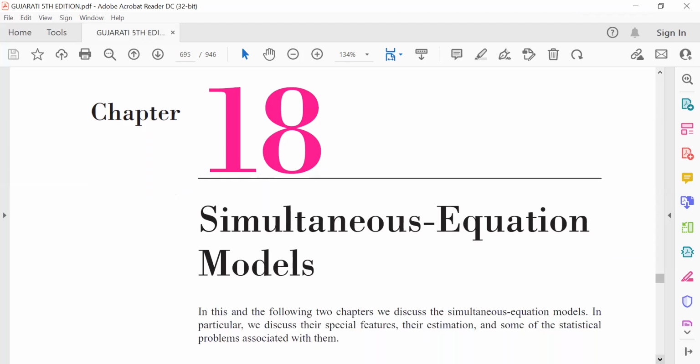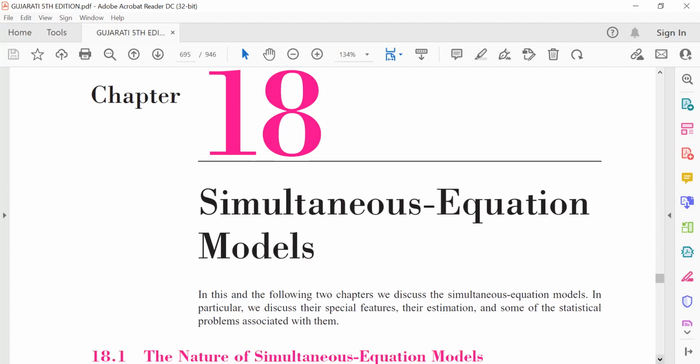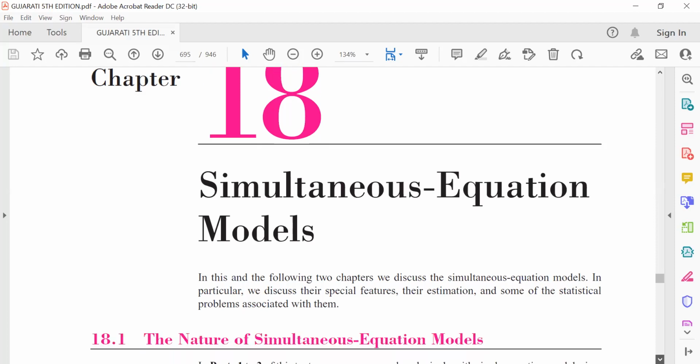Okay, one of the assumptions in classical linear regression model is that there is no correlation between independent variables and residuals. If there is a correlation, this means the estimated coefficient will be biased. So this is a very important assumption in classical linear regression model.